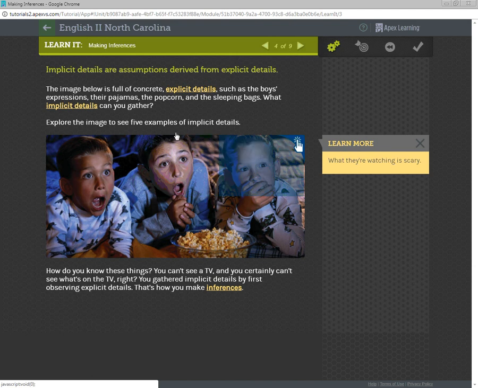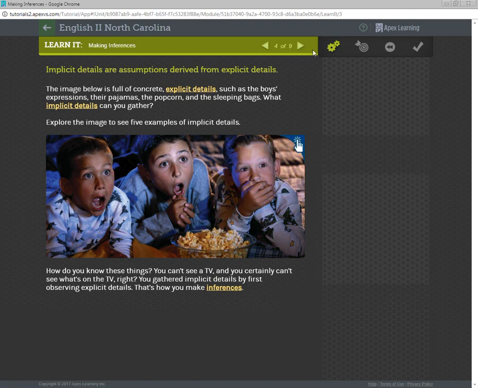Based on what evidence? Their eyes are wide open and they're looking shocked, and he's covering his mouth. What do you do when you watch something scary? You cover your mouth so that you don't scream. So we took our prior knowledge and we took explicit details from the text to make assumptions, and that's how you make inferences.